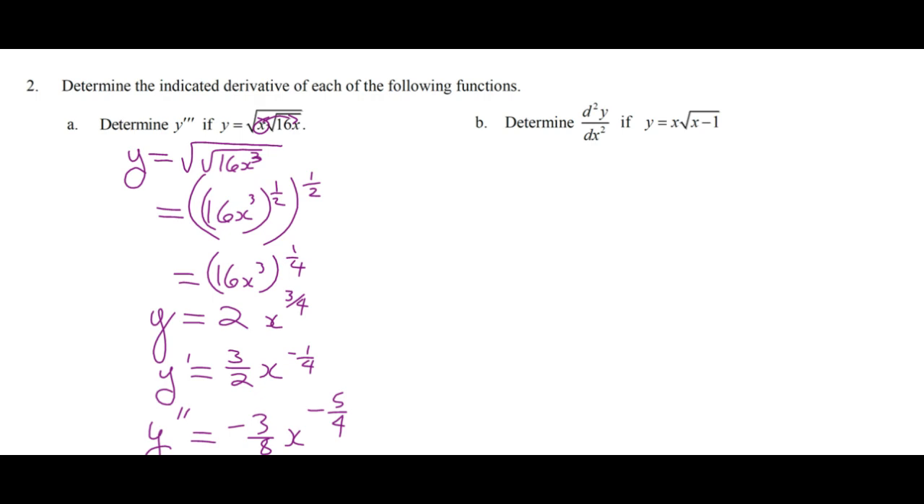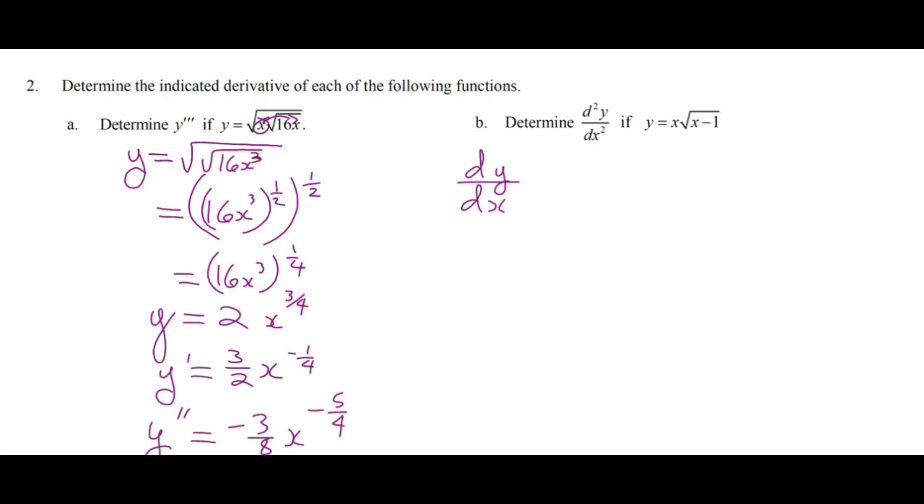So determine d squared y over dx squared. I read that as d2y. Whatever. Basically, it says determine the second derivative of y equals x root x minus 1. There's a couple things you could do, right? We could take that x and throw it under the root sign, where it would become an x squared, and we'd end up with the square root of x cubed minus x squared, which would be x cubed minus x squared to the half, and then we could work with that. We're not going to do that, though. So what we're going to do is this.